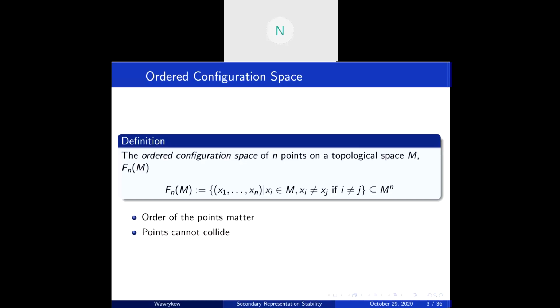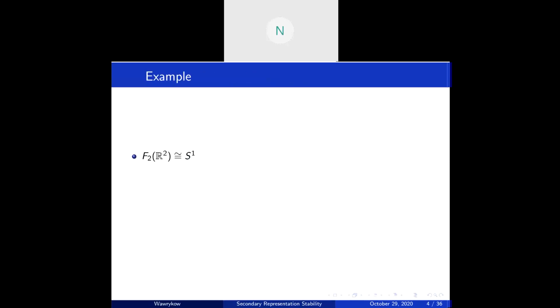So, right, quick little example of a nice little ordered configuration space. Well, if you have 2 points on R^2, this is going to actually be homotopy equivalent to S^1. And why is this the case? Well, you've got 2 points in R^2, and because R^2 is an additive group, you can just shift one of these points to the origin, and then the other point can be any other point in R^2 other than the origin.